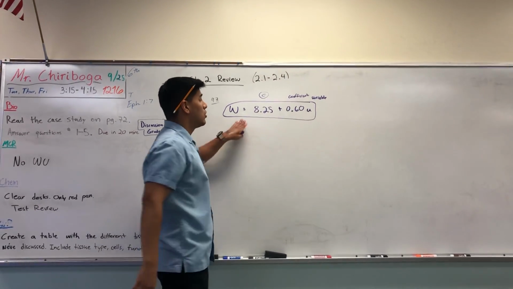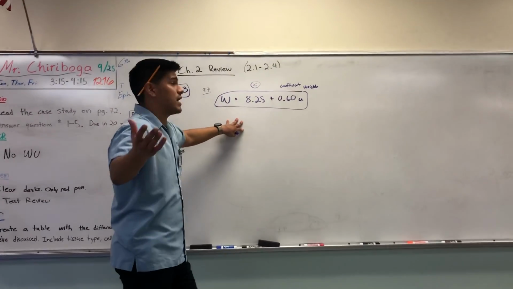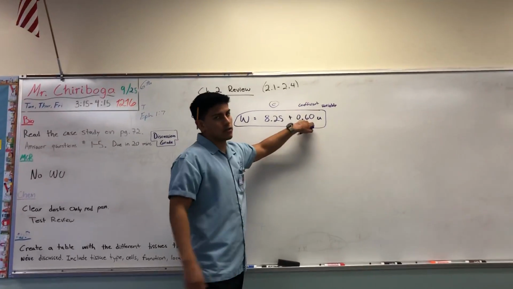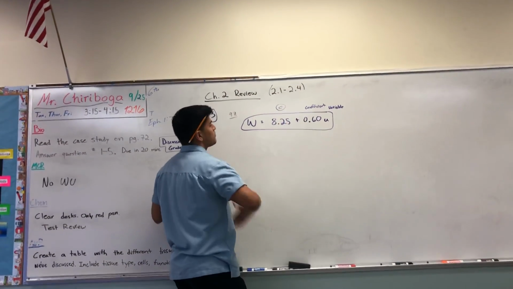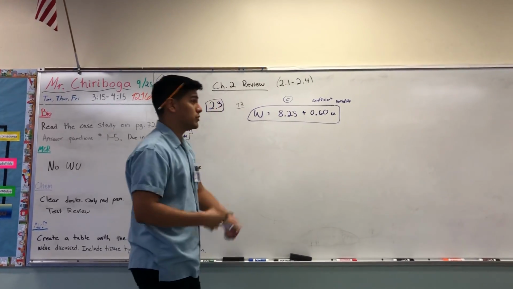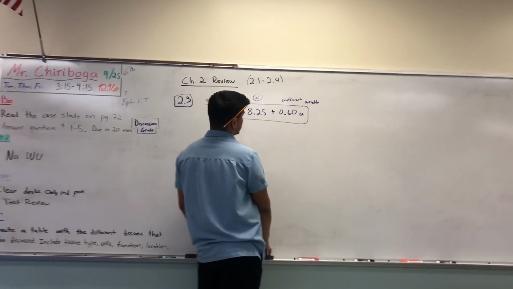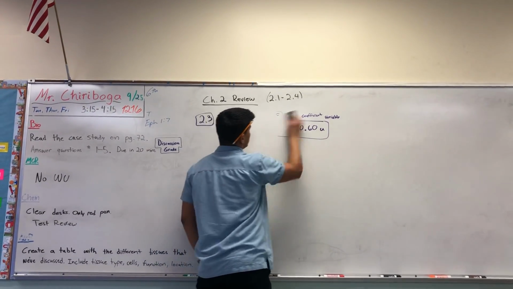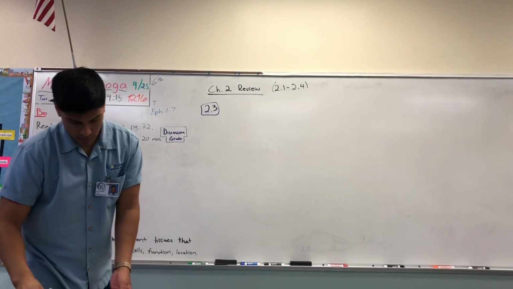So a person who works, let's say, for an hour and produces 2 units only, they're just going to get $1.20 extra, but they're going to make sure they're always getting this $8.25. And then a person who maybe in an hour produces 100 units, they're going to get an extra $60 in addition to the $8.25. Okay, so be able to do that. Be able to turn verbal models into algebraic expressions.